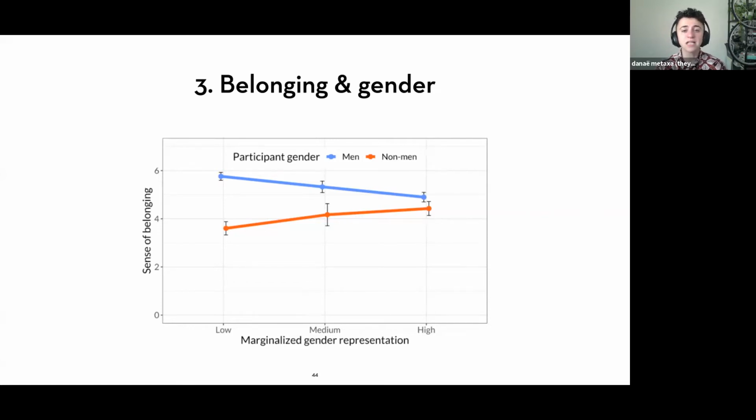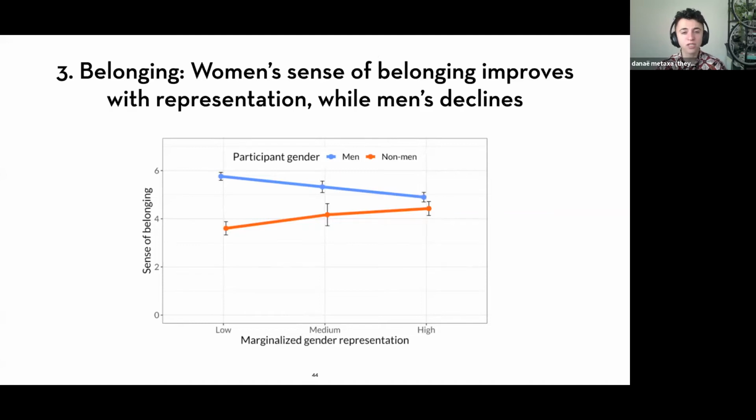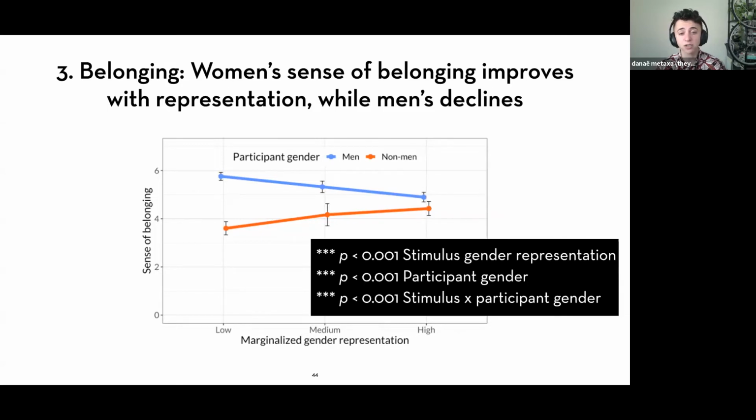So we find that women's sense of belonging improves with greater representation while men's declines. What this means is that we can actually compensate for some pre-existing differences in gendered perceptions of belonging by increasing the visual representation of women. What it also means, though, is that increasing women's sense of belonging in this way might happen at some cost to men's sense of belonging. And again, fitting a linear model to this data, we see that gender in search results and participant gender both had a significant effect on sense of belonging, as did the interaction of the two.